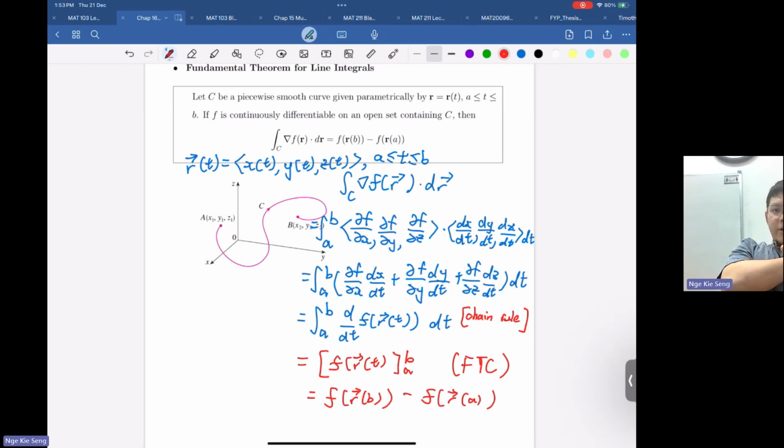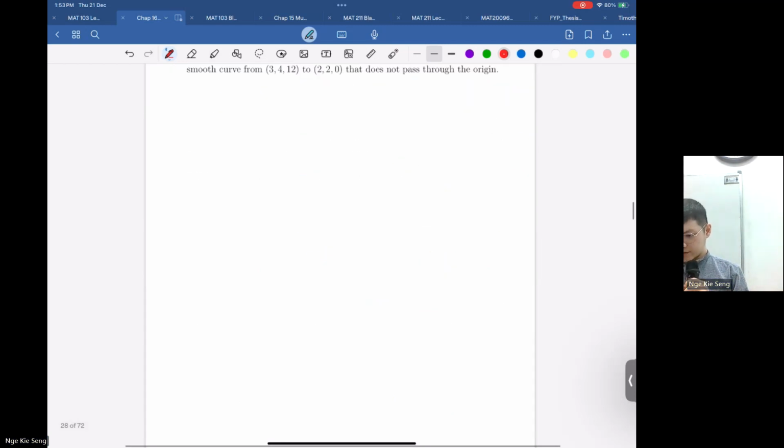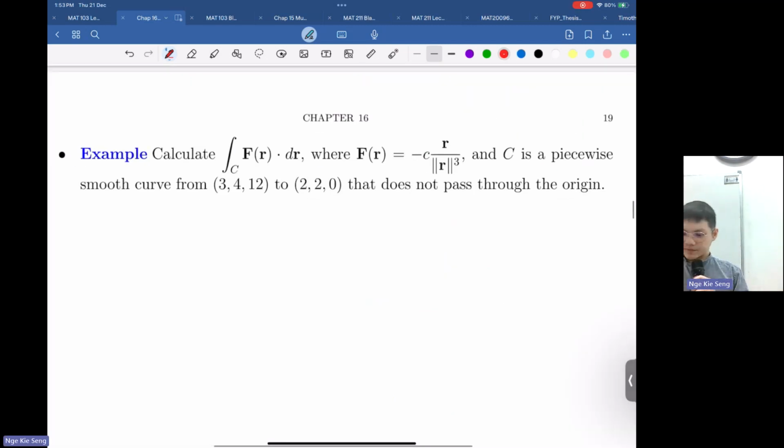All right, so how are we going to use this? Let's try and compute this. Calculate the dot product here. You should think of this as force dotted with a displacement. This is the work done. We try to compute this work done, where the vector field is r over the norm of r cubed.